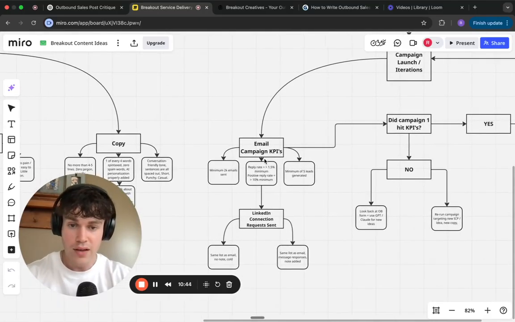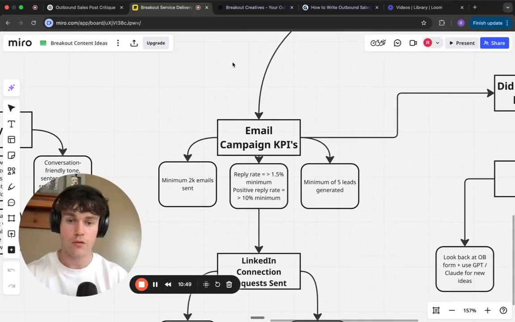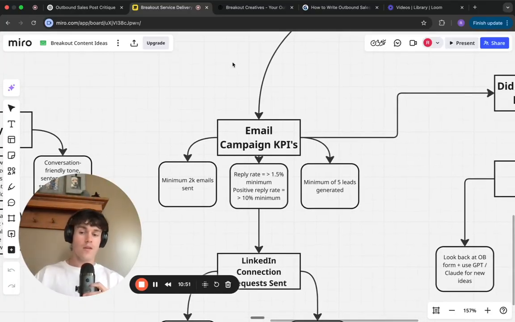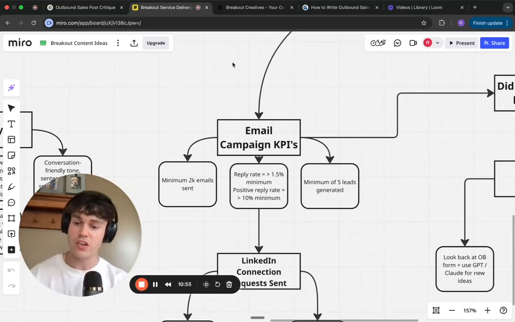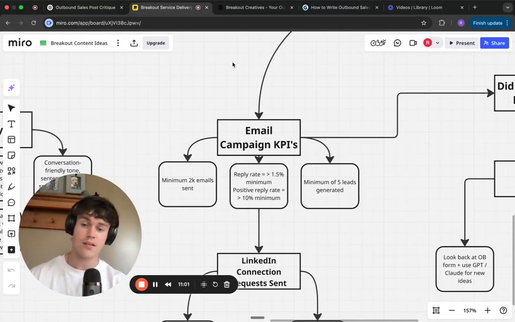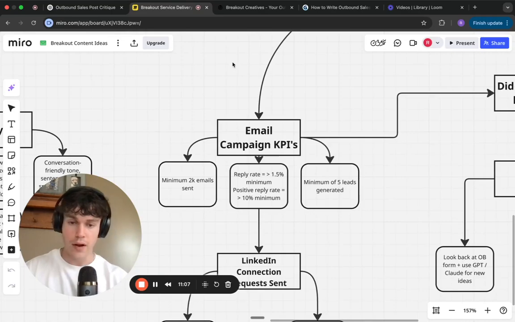So I think as soon as you launch a campaign, you should have three things that you're looking at right here. The first is, okay, how many messages did we send? You cannot say, hey, this works, or hey, this doesn't work, until you send 2,000 emails. That should be dead simple. There's no reason that should take you longer than a maximum of four to five days. Make sure you send that amount, right?